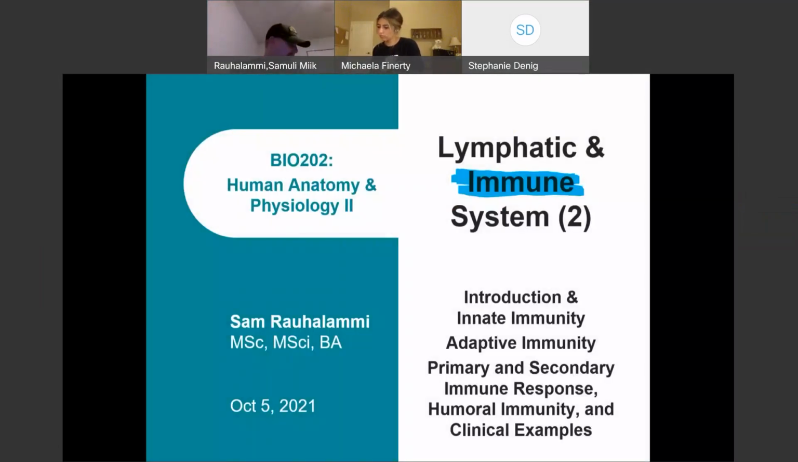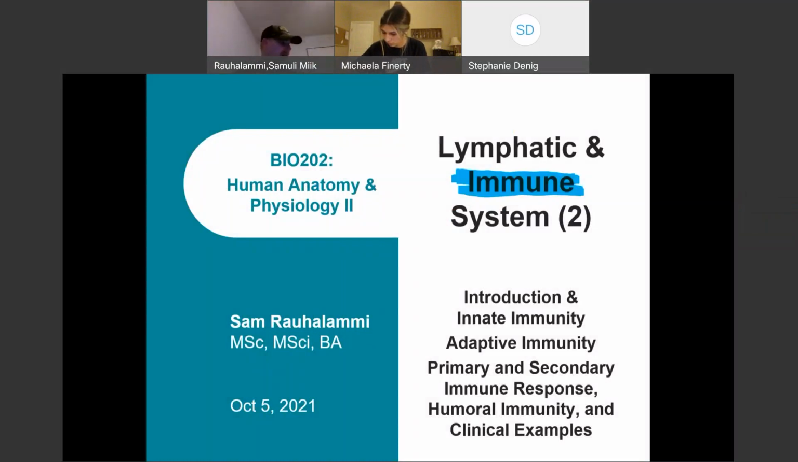Just unmute yourself. So what do you need to know about the immune system? The immune system is kind of a physiological system that doesn't really have anatomical structures.